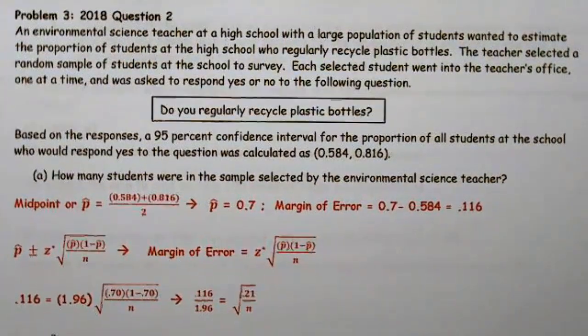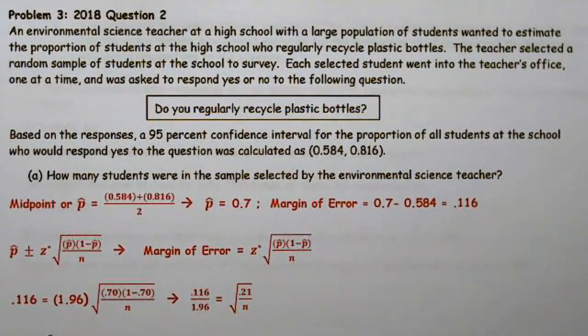An environmental science teacher at a high school with a large population of students, maybe I should reread that. An environmental science teacher, Mrs. Long, at a high school with a large population of students, wanted to estimate the proportion of students at the high school who regularly recycle plastic bottles. The teacher selected a random sample of students at the school to survey. Yay, random sample, that's good. Each selected student went into the teacher's office one at a time and was asked to respond yes or no to the following question: Do you regularly recycle plastic bottles? Based on the responses, a 95% confidence interval for the proportion of all students at the school who would respond yes to the question was calculated.